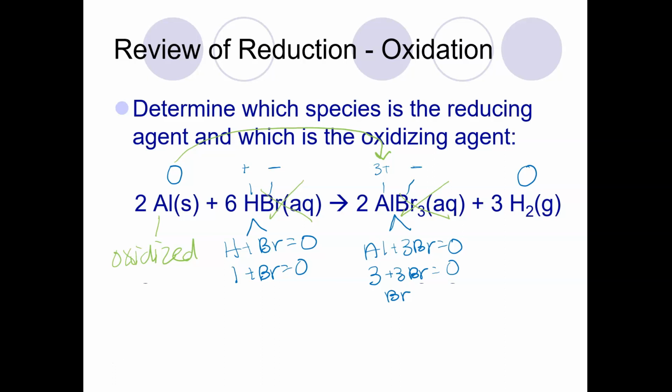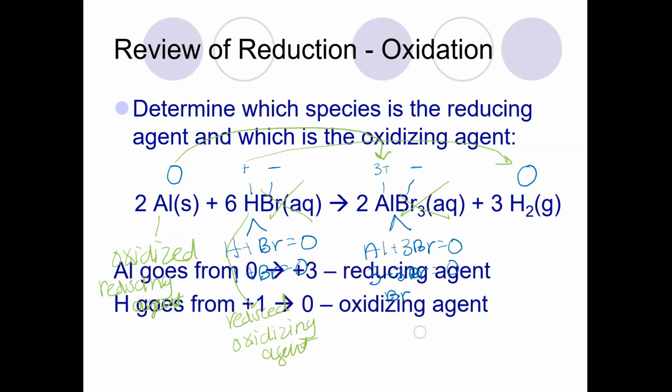So what kind of agent is it? Well, remember, it's the weird thing. It's the opposite. So this is the reducing agent. So hydrogen goes from +1 to 0, which is a negative change. It's going down. So it's being reduced. So as an agent, it is an oxidizing agent.